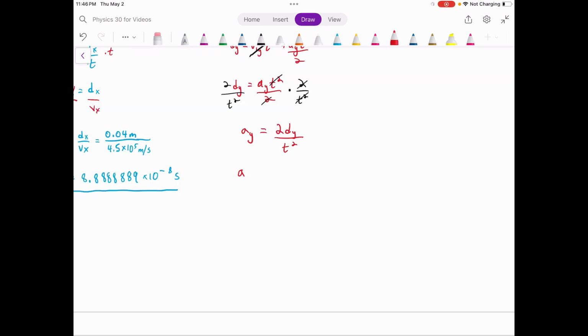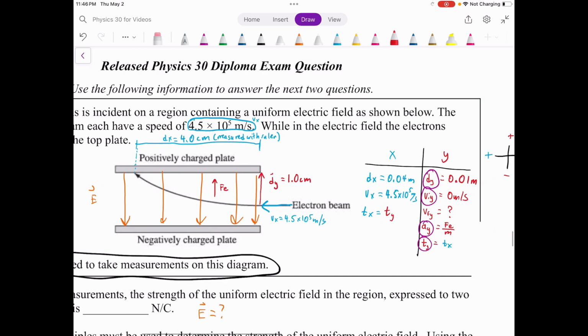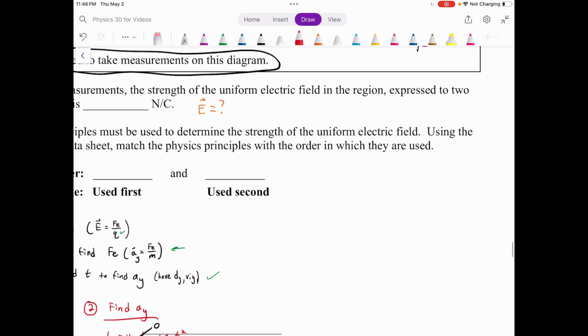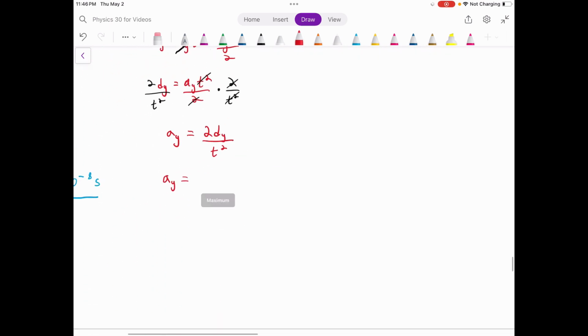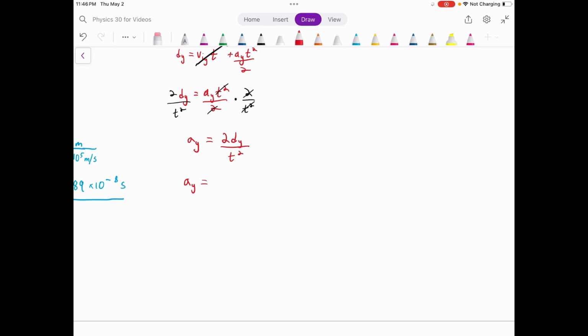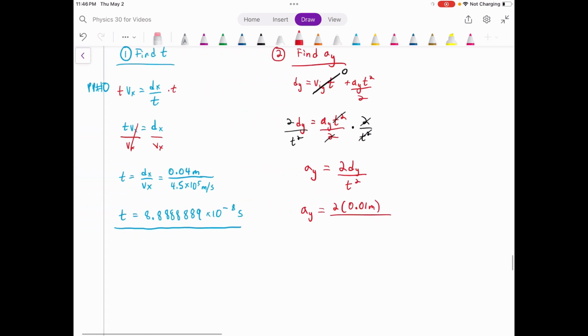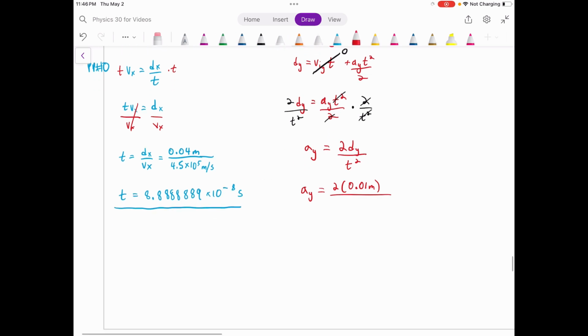And we get that the acceleration in the y-axis is equal to 2 times the y displacement, the vertical displacement, divided by the time squared. Well, we measured with our ruler that displacement to be 1 centimeter. Don't forget to convert to meters, right? There's 100 centimeters to make 1 meter, so we need to divide by 100. So 0.01 meters divided by the time squared, which is what we found in step 1, right? That's why we needed it before we could move on. So divide by that time.